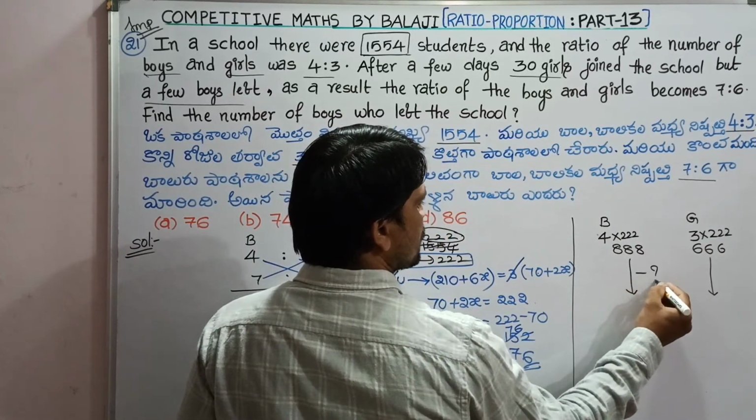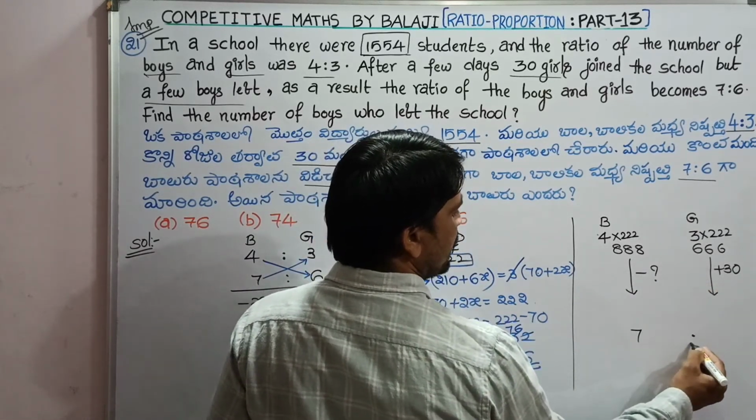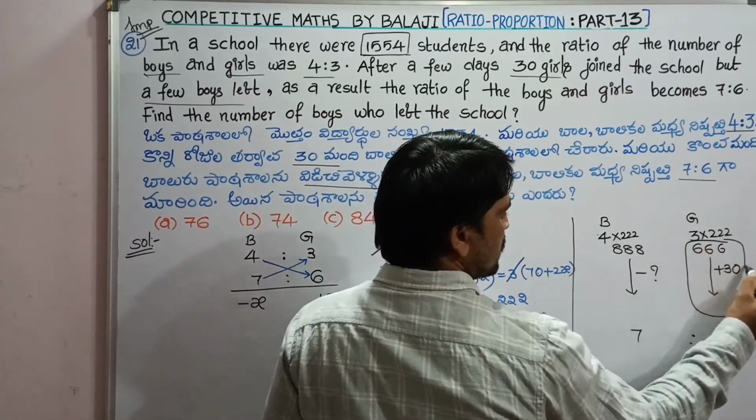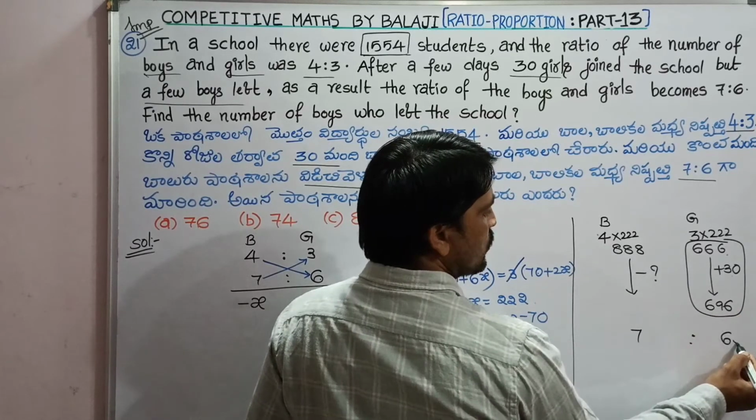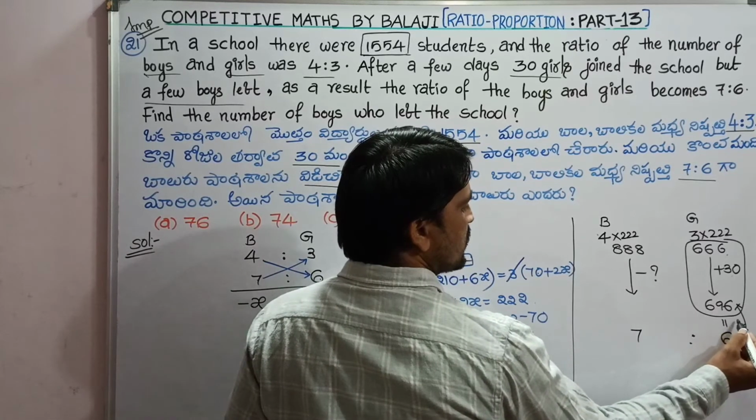Some boys left the school and 30 girls joined the school. The ratio will become 7:6. Number of girls becomes 666 plus 30, 696. That is 6 units value is 696. That is 116 times of 6.